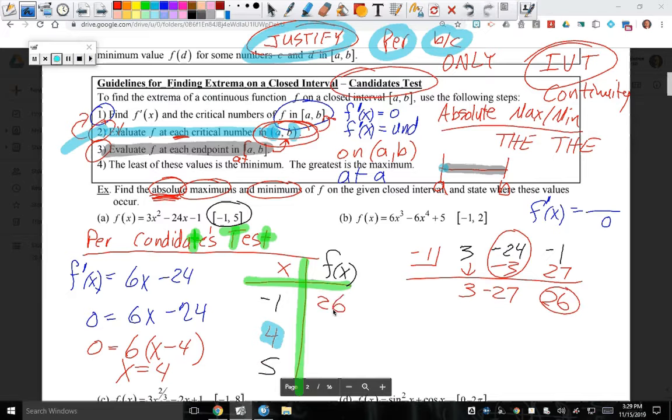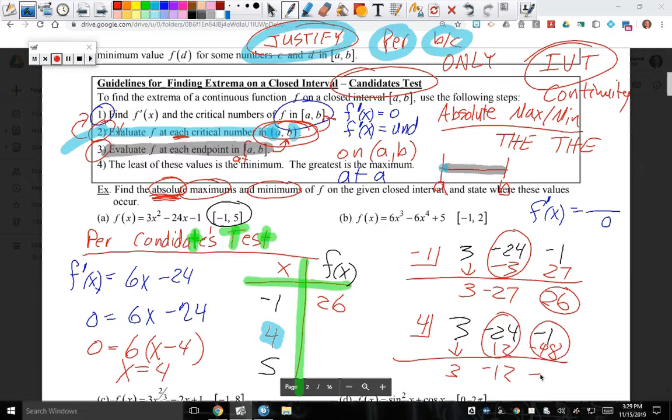If I were to do it again, but this time I'm going to evaluate it at 4. We have 3, -24, -1. This time we're going to plug in our candidate of 4. Copy, multiply, add. Multiply, add. So that my y value is -49. Real important.